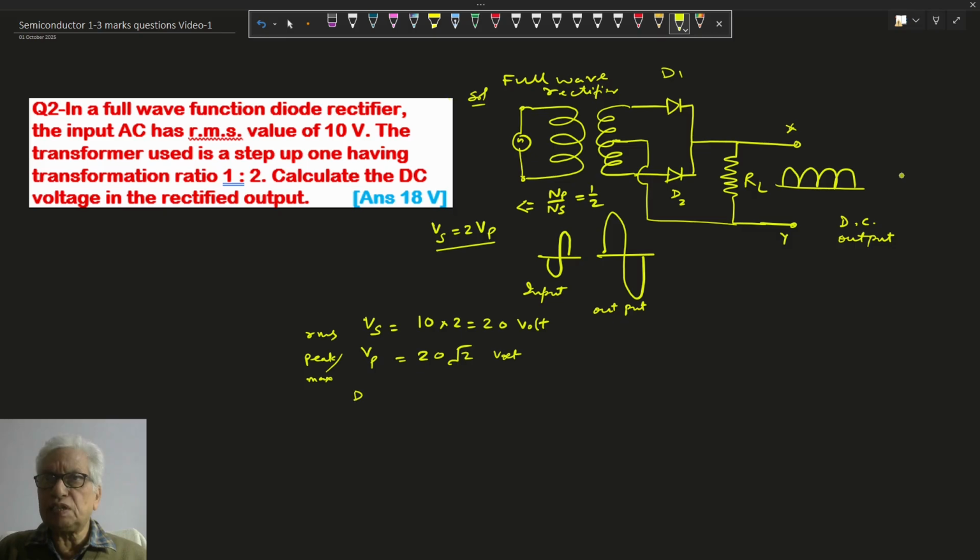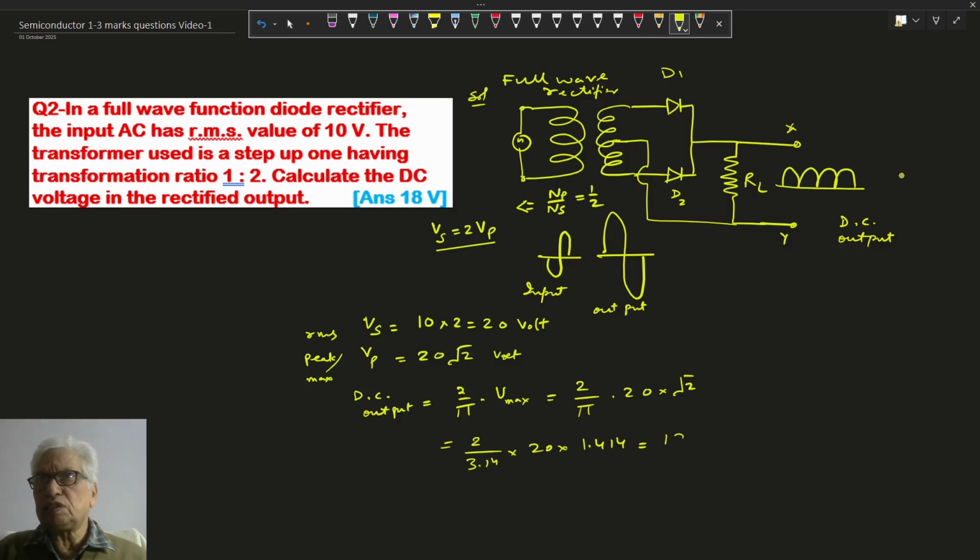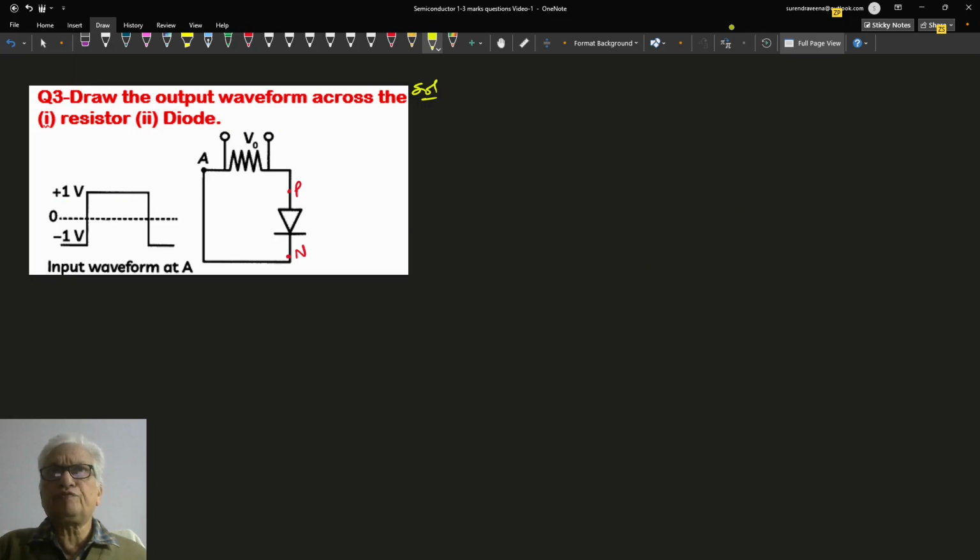And DC output here for full wave rectifier is 2 upon pi times the maximum voltage. So 2 upon pi and 20 root 2, solving it with 3.14, 20, 1.414, it comes here 18 volt. The answer here. In this question, the output waveform across the resistance V0 and across the diode.